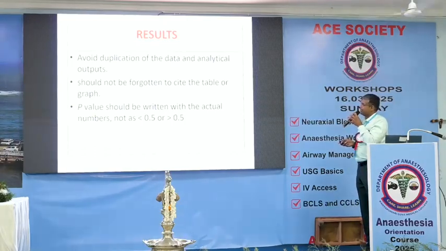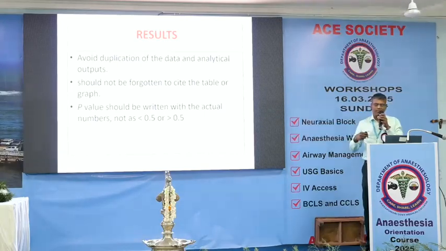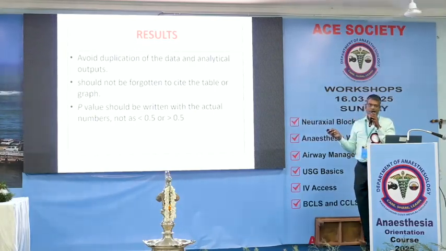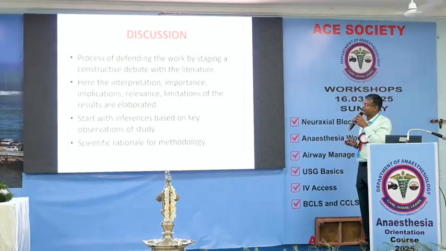Avoid duplication of data and analytical outputs. Once again, whatever is mentioned in the table, don't go on repeating that in the text. Never forget to cite the table or graph in the results section, and never mention the p-value just as less than 0.05 or more than 0.05. As far as possible, try to mention the actual values.